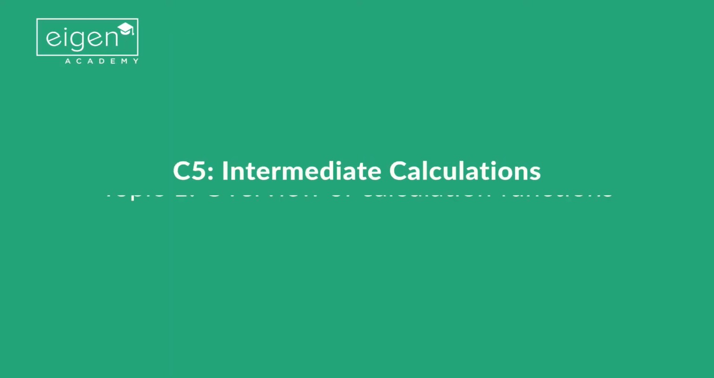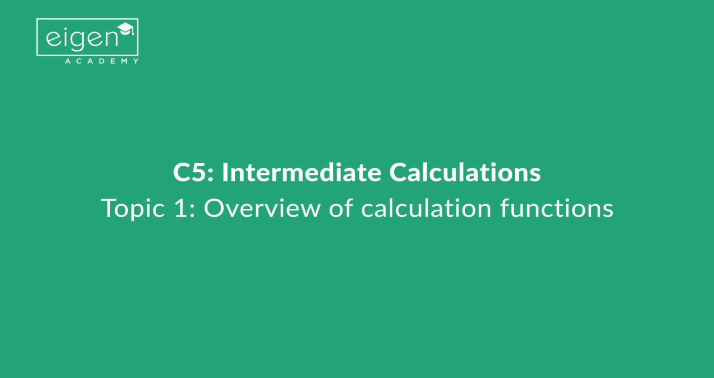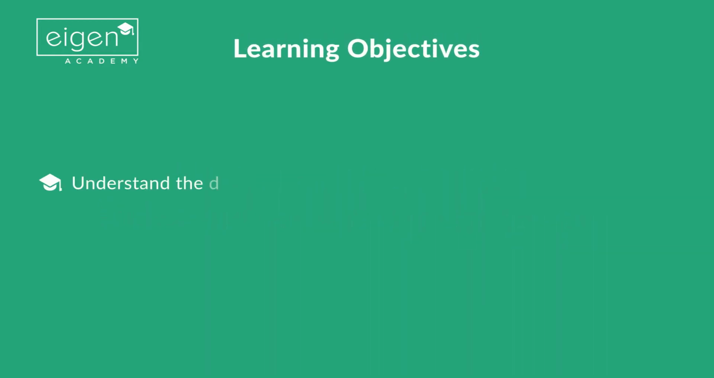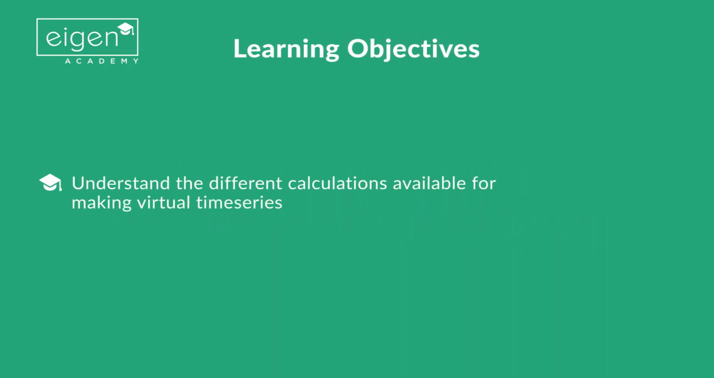Lesson C5, Intermediate Calculations. Topic 1, Overview of Calculation Functions. The lesson objective here is to understand the different calculations available for making virtual time series.